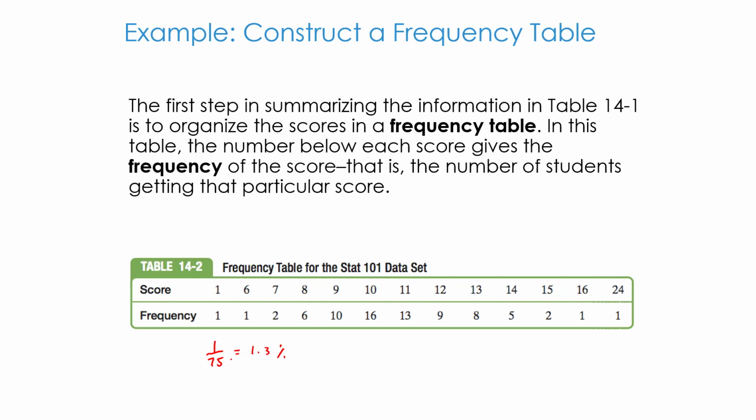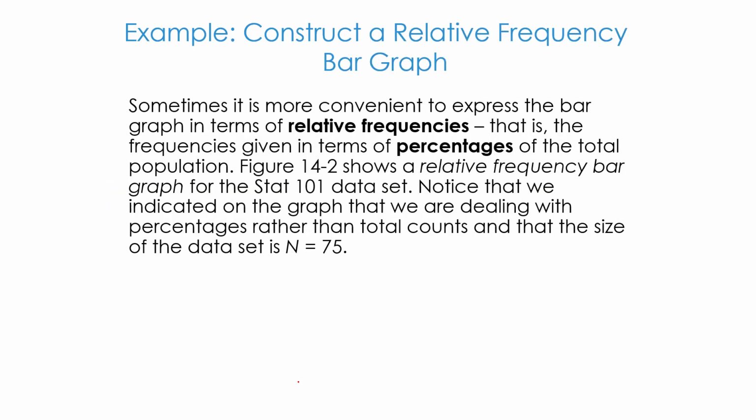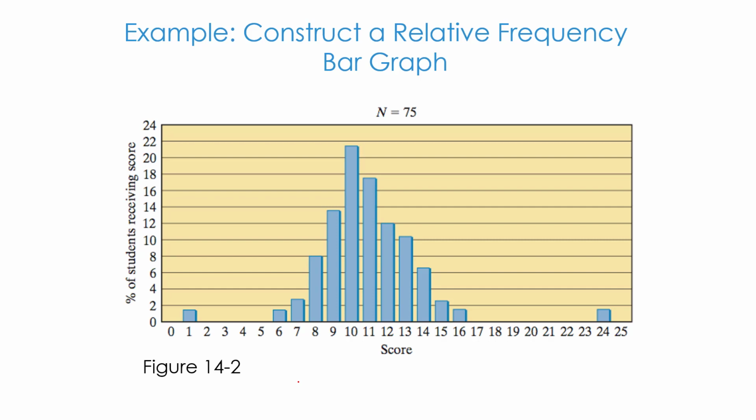One person got a 6, so that would also be 1.3%. 2 people got a 7, so 2 out of 75 got a 7. So that would be 2.7%. And you do that for every possible score. And so the height of your bar is no longer the number of people. The height of your bar is the percent. And you get a relative frequency distribution. Right? And so that's what this is.